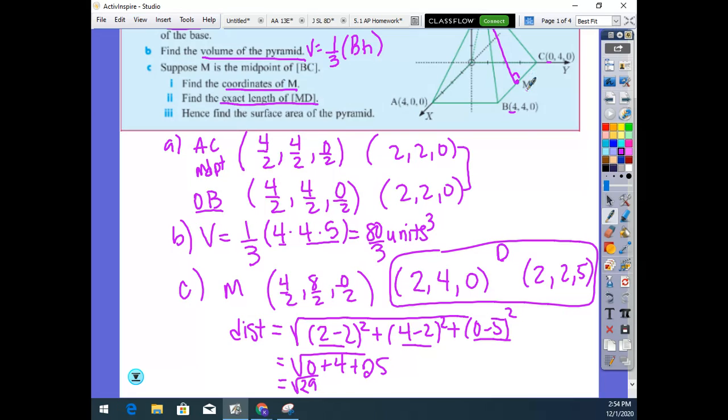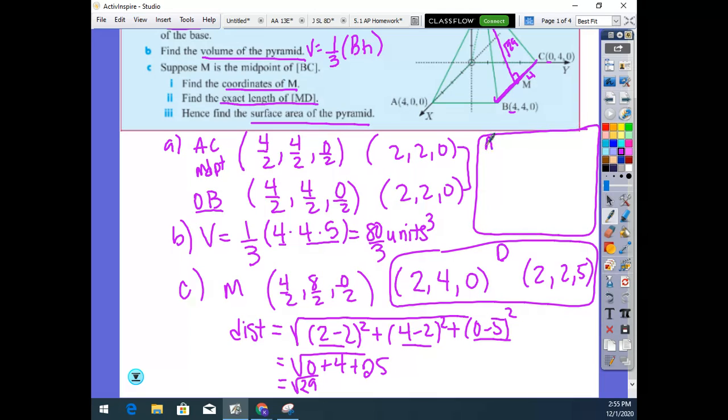All right. So first of all, the distance of my base here is 4 because I come out 4. I just found the distance from here to here is the square root of 29. Hence, find the surface area of the pyramid. All right, I'm going to put that right up here so we can still see our picture.